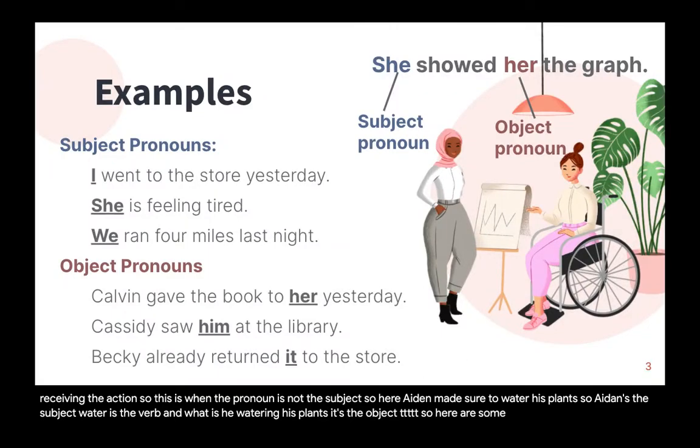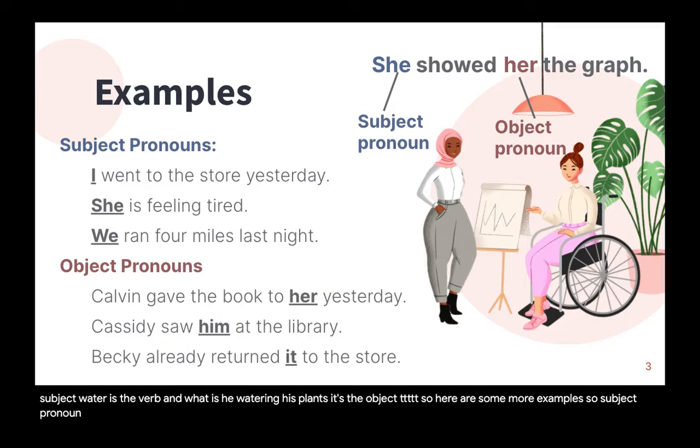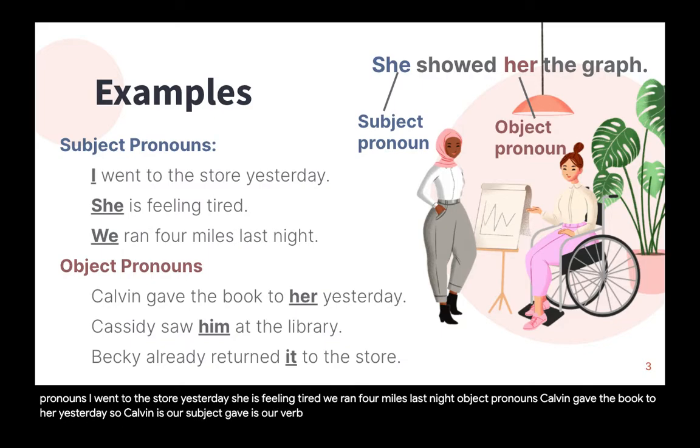So here are some more examples. Subject pronouns. I went to the store yesterday. She is feeling tired. We ran 4 miles last night. Object pronouns. Calvin gave the book to her yesterday. So Calvin is our subject, gave is our verb, and the object is the book to her.